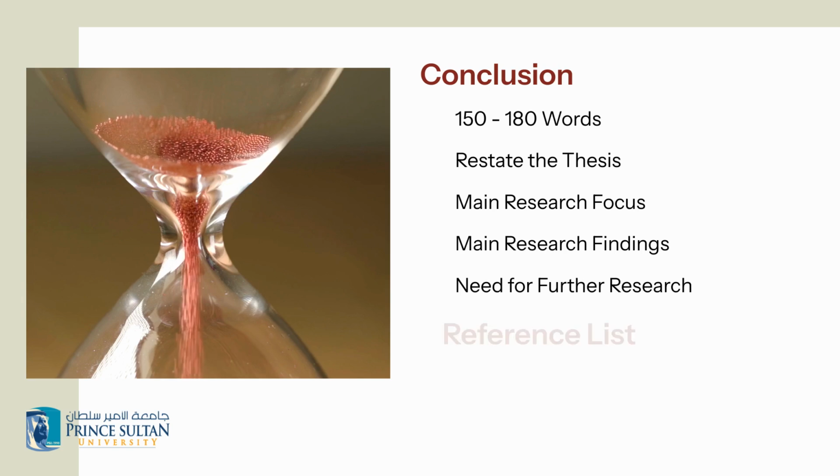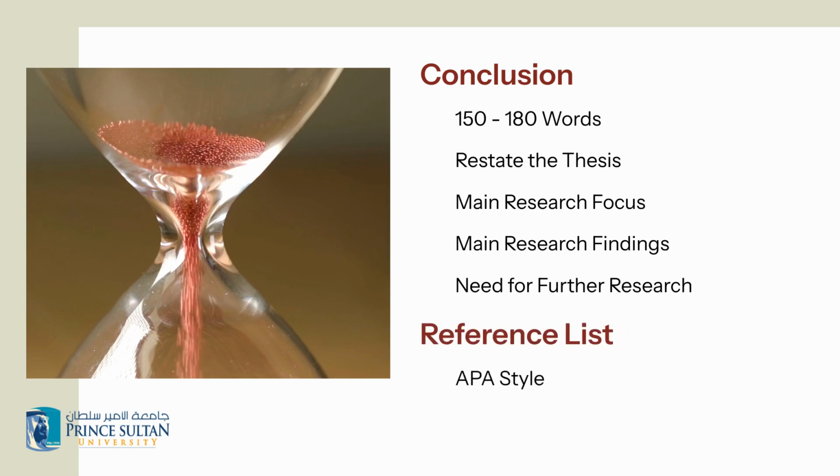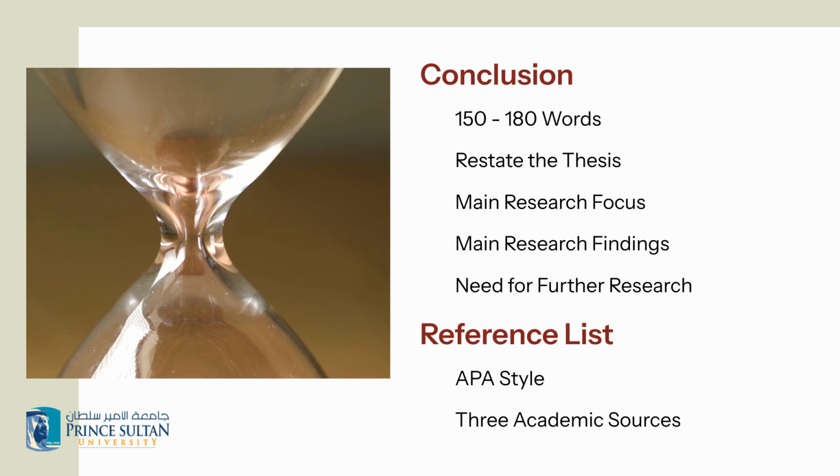Then finally, you finish with a reference list in proper APA style. You need to include at least 3 academic sources, with 3 paraphrases and 1 direct quote used in your essay. Make sure your in-text citations match the reference list. Remember, this section is not included in your word count, but it's just as important.